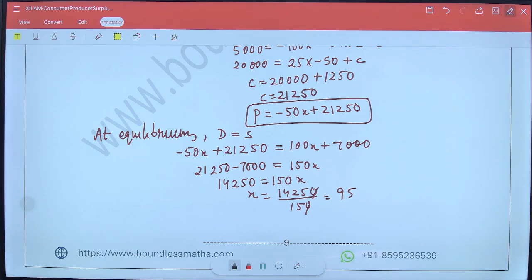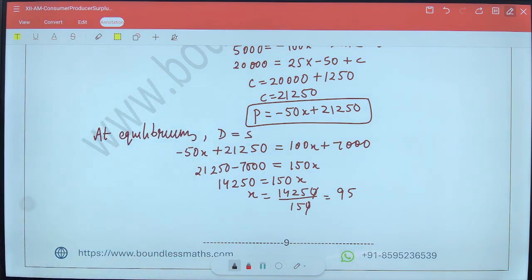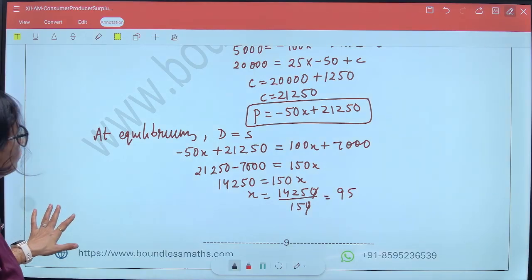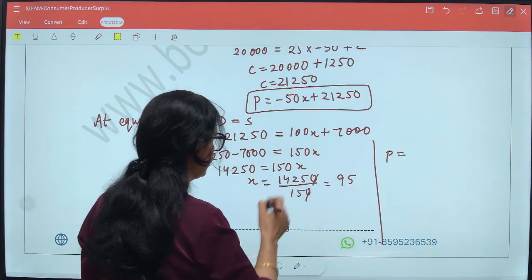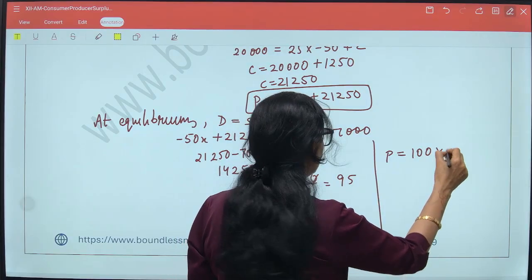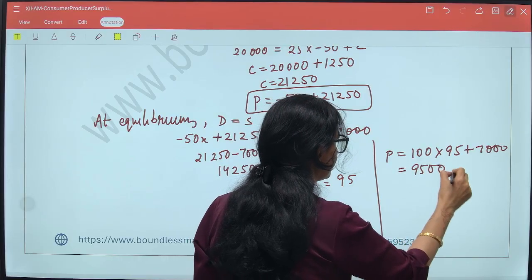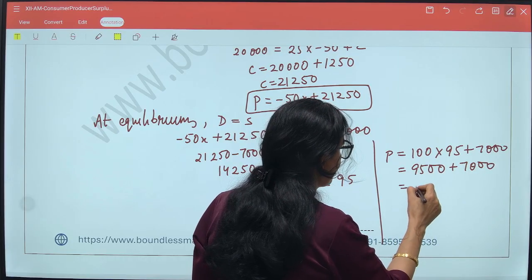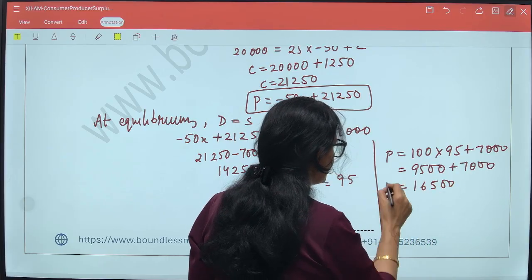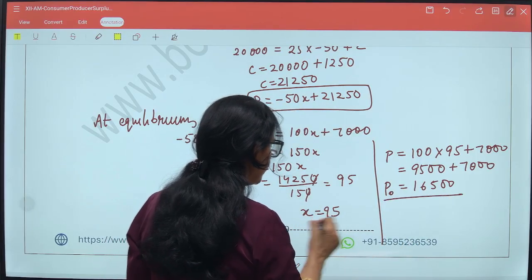Right? Now we need to find the equilibrium price. How do we find that? We can put this value of equilibrium quantity in either the demand or the supply function. Any of them will work. So let's put this value into the supply function. We get P is equal to 100x plus 7000. So it is going to be 100 into 95 plus 7000. That comes out to be 9500 plus 7000, and that is 16500. So this is the value of the equilibrium price, and x is equal to 95 is the equilibrium quantity.